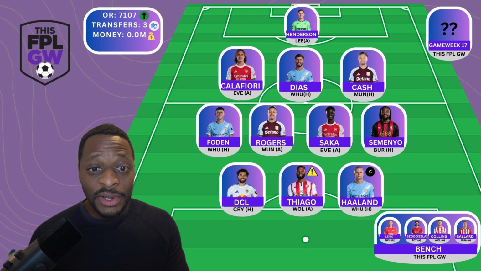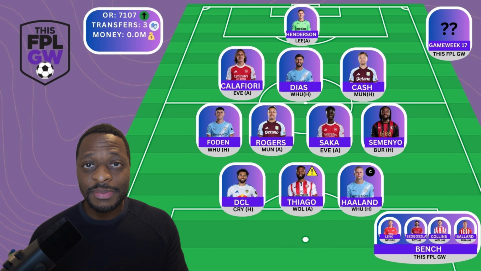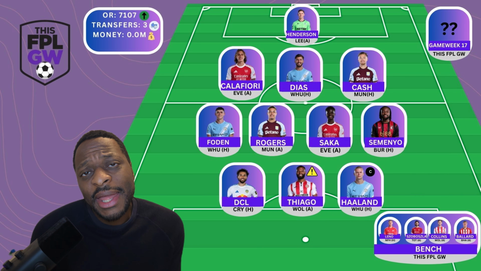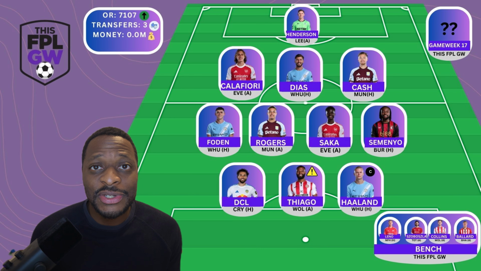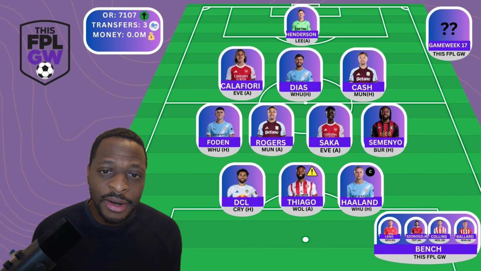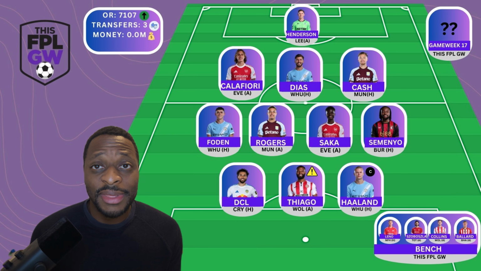In terms of the midfield, we have Rodgers, Saka, and Semenyo. I'm really happy with all 3 of these players. They look good. They have good fixtures. And so that's really easy to pick and have them there. And then rounding out in terms of the defense, we have Calafiori, Cash, and Collins, who's on the bench. Calafiori is rested and ready to go. I expect him to slide right back into the starting lineup there. And I'm expecting big things with him alongside Cash.